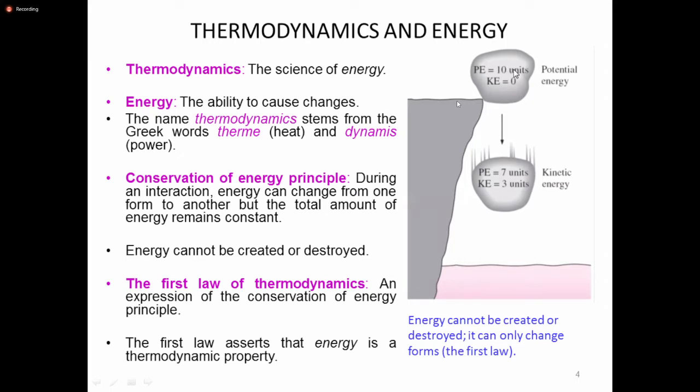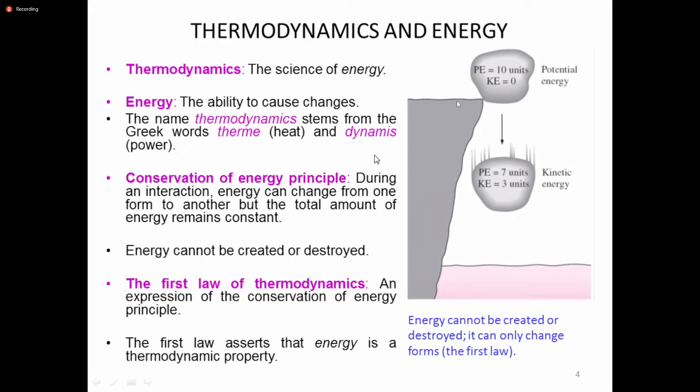Maximum potential energy, zero kinetic energy; potential energy gets converted to kinetic energy, and maximum kinetic energy is reached. Kinetic energy is more, potential energy is minimum. So conversion takes place, but what about the energy? Energy at point A is equal to energy at point B, which is equal to energy at point C. That means during an interaction, energy can change from one form to another, but the total amount of energy remains constant. This is called the conservation of energy principle.